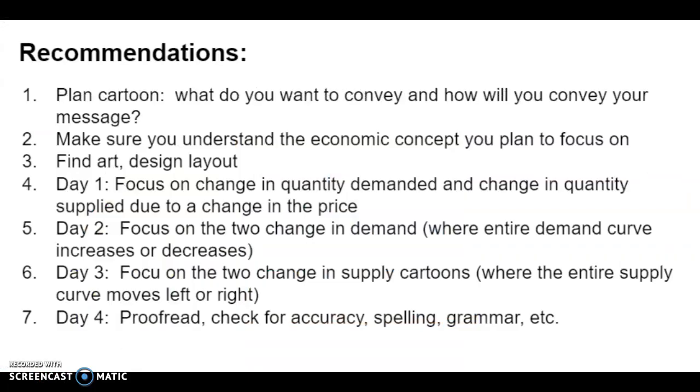So you have a lot of time for this project since it's not due till Friday. So here are just some recommendations to kind of help you plan. First off, I would plan my cartoon. What do I want to convey, and how will I convey that message? Then I would look at, do I understand the economic concept you plan to focus on? So am I looking at substitutes for demand changes or expectations? What concept am I really focusing on? Then go ahead and find the art and design and layout.